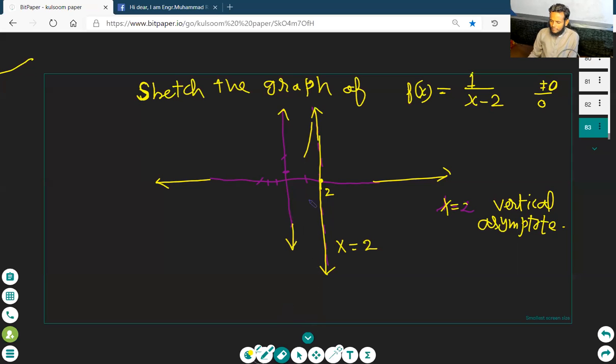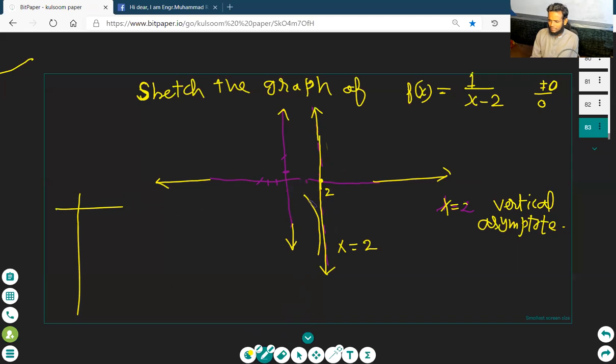And our graph will be in this way. Our graph will be in this way. Two behaviors possible. For the right hand side graph, there are also two possible ways. Okay, two possible ways. Clear? So you should check it by putting some values. Use the calculator and some closer values. We will put some closer values to 2 and we will increase the values into negative.